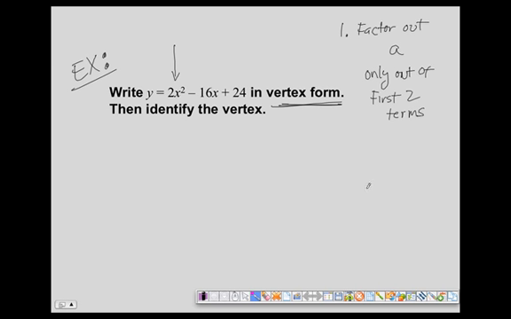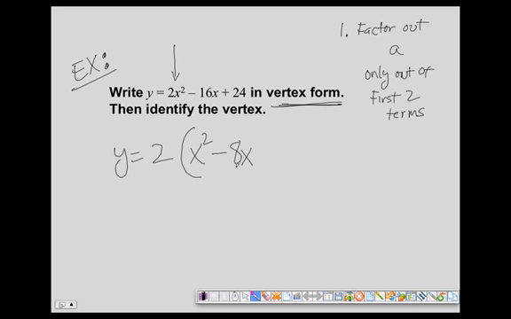Yeah, it's different. This is different logic than you're used to. So please pay attention. Watch what I do. Y equals, you said factor out 2, I agree. Pull out a 2, parenthesis. But only factor it out of the first 2 terms. Watch. 2 times x squared gives me 2x squared. Minus what? 8x. Now, I'm stopping there.